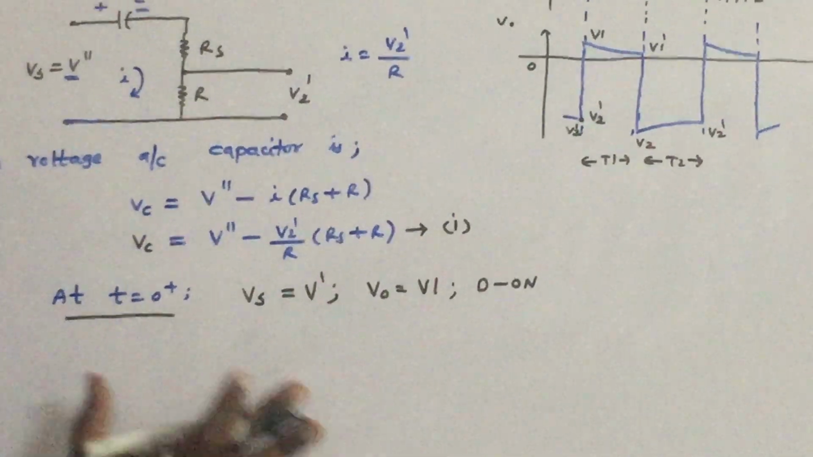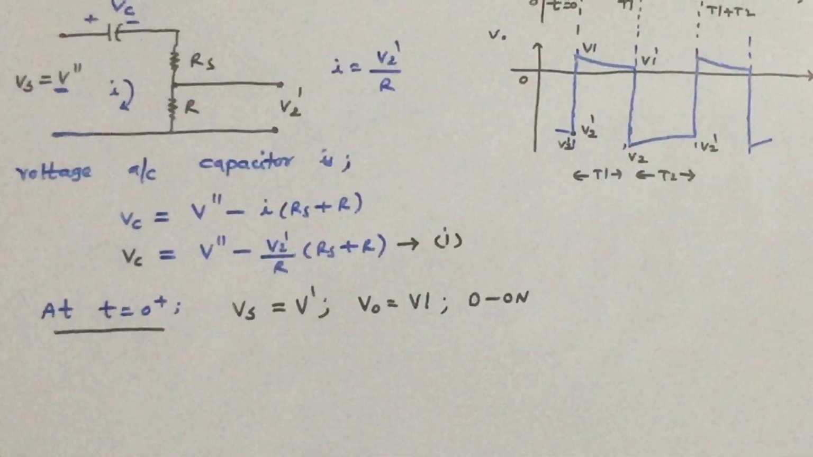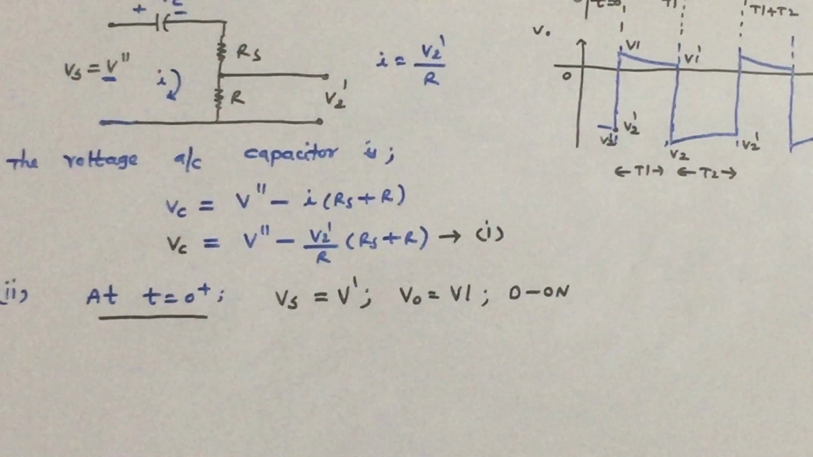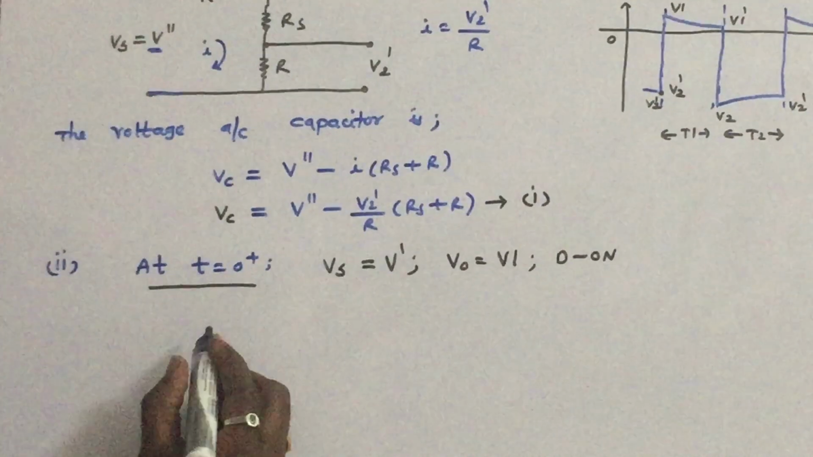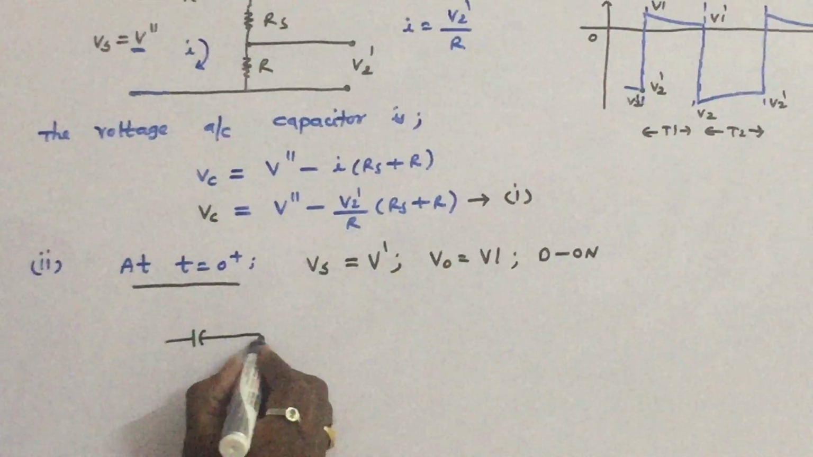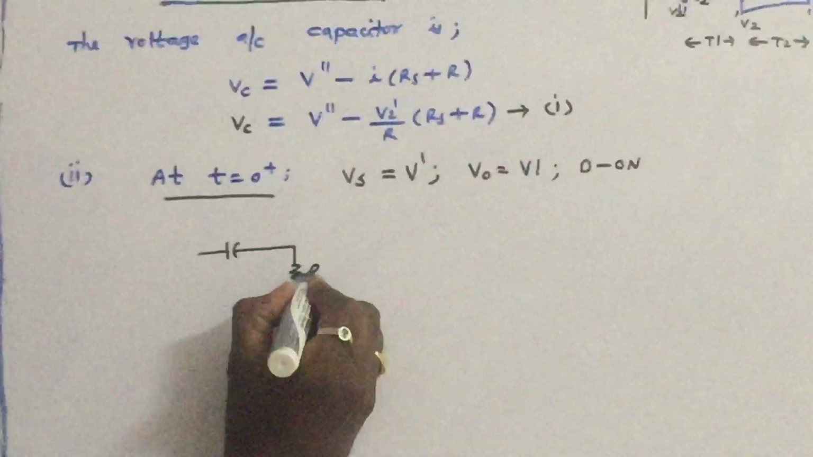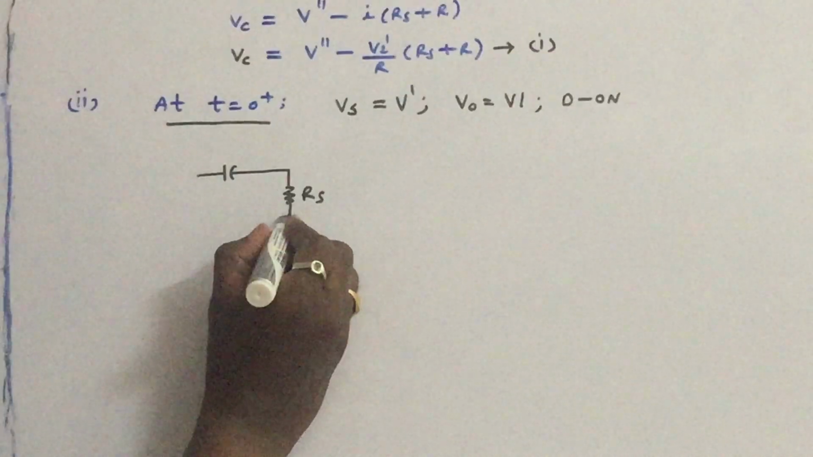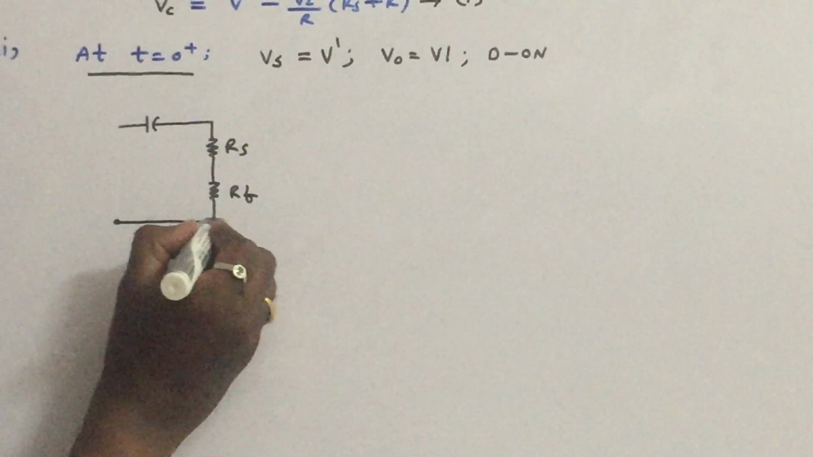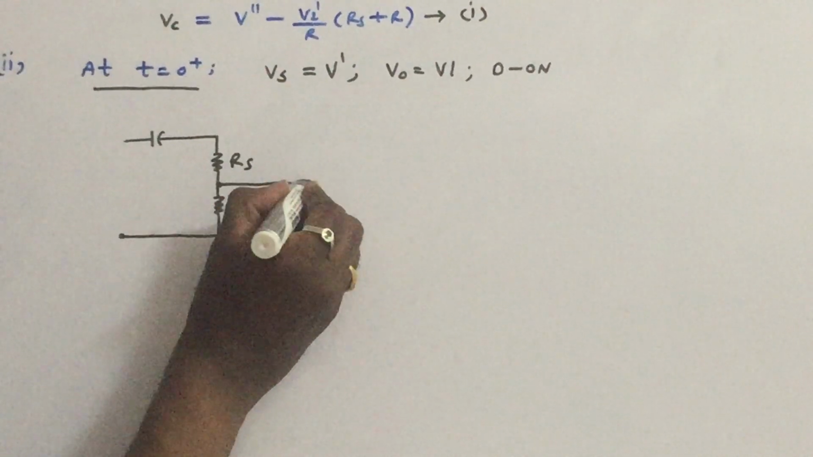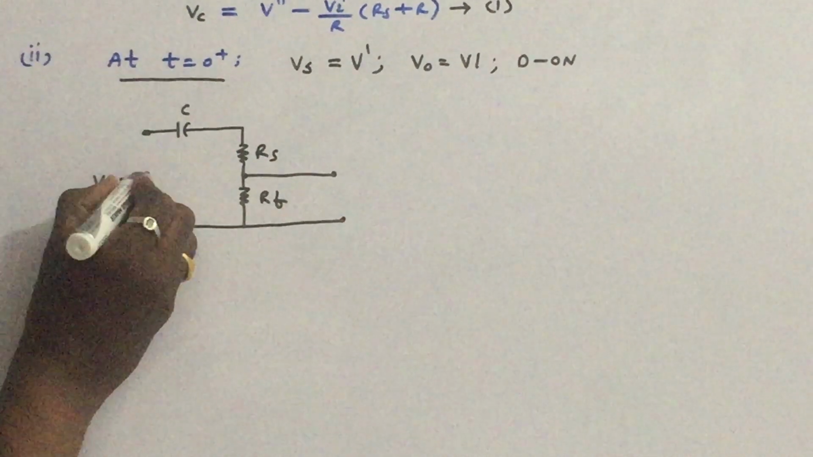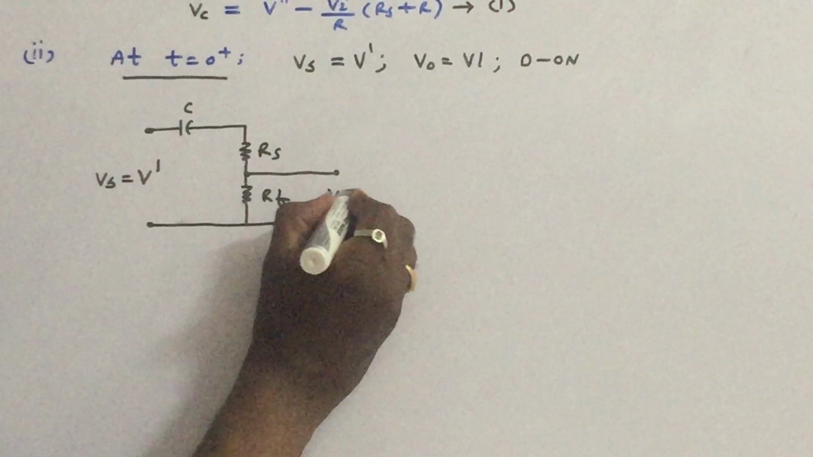Immediately when the diode is in the on condition, you have to draw the equivalent circuit. Very, very important. So what is the equivalent circuit when the diode is in the on condition? I have given the two equivalent circuits, diode in on condition and diode in off condition. So the resistor RF will come into effect. So this is the equivalent circuit we have to draw. Very simple circuit. What is the input here? Vs is equal to V dash. What is the output in this case? The output is equal to V1.